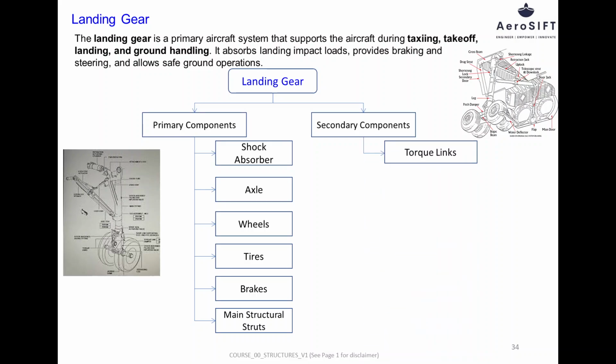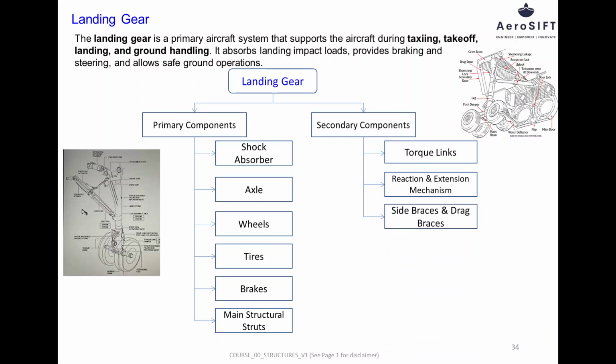Torque links, also called scissor links, connect the upper and lower parts of the shock strut. They prevent relative rotation between strut sections, maintain wheel alignment, and transmit braking and steering loads. The retraction and extension mechanism allows the landing gear to be deployed for landing and retracted after takeoff. It typically consists of hydraulic actuators, linkages, and locking devices that ensure smooth and reliable gear operation.